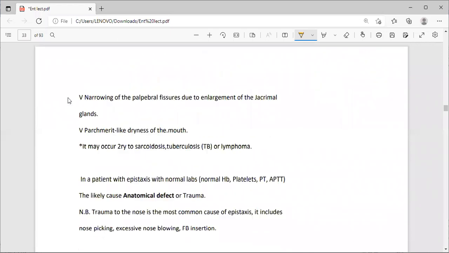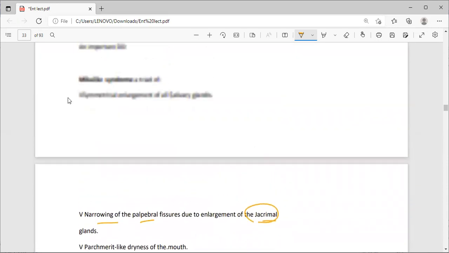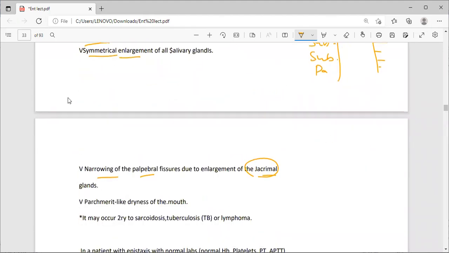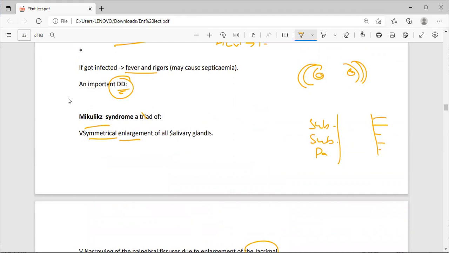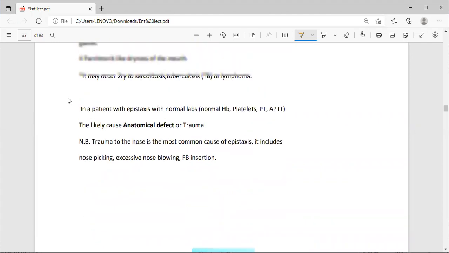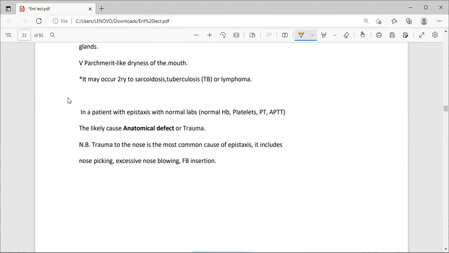And there will be narrowing of the palpebral fissures due to enlargement of the lacrimal glands. Your lacrimal glands are also glands, present in the eyes, and they will also be enlarged. So the palpebral fissure, the space from one eyelid to the other, will decrease. It may occur secondary to sarcoidosis, tuberculosis or lymphoma.